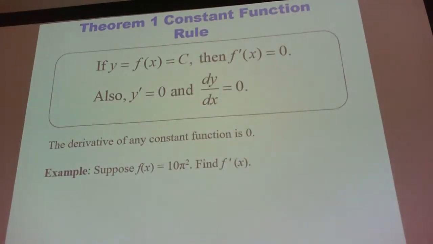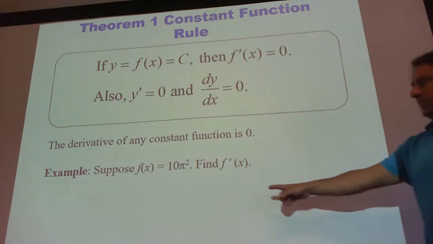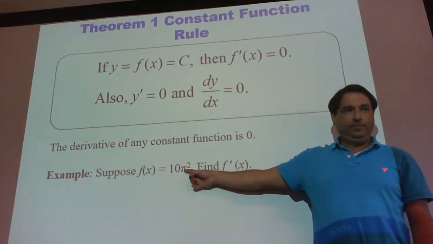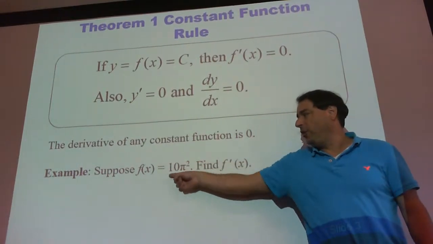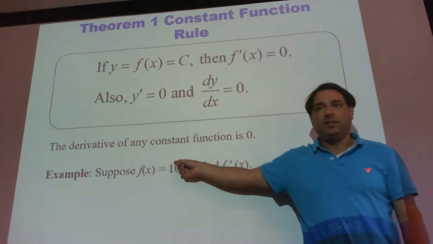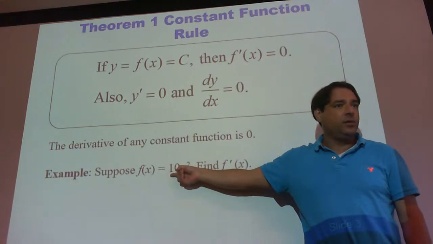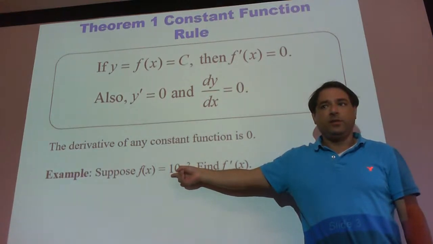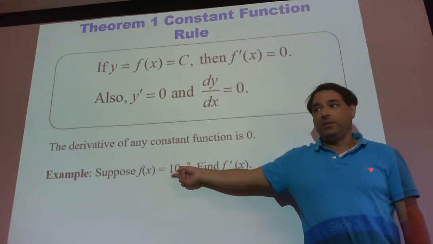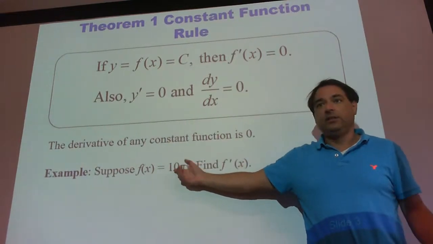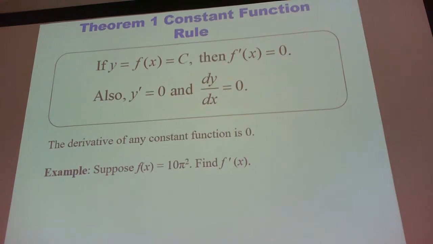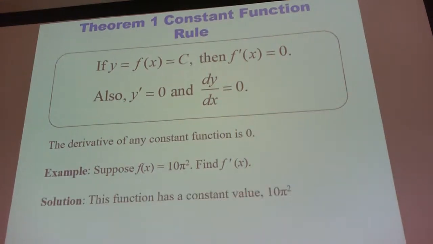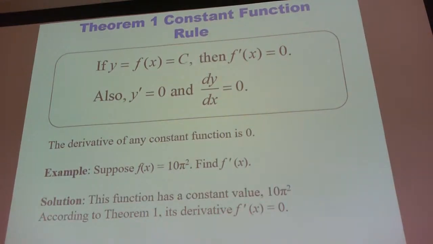So even if the number looks kind of weird, what's pi? 3.14 and so on. It's just a number. So pi squared times 10. What's the derivative of all of this? All of this is just a number. What's the derivative of any number? 0. So what's the derivative of this? 0, because it's just a number. Pi is a number squared, number squared. It's all just a number. Okay? The derivative is 0.